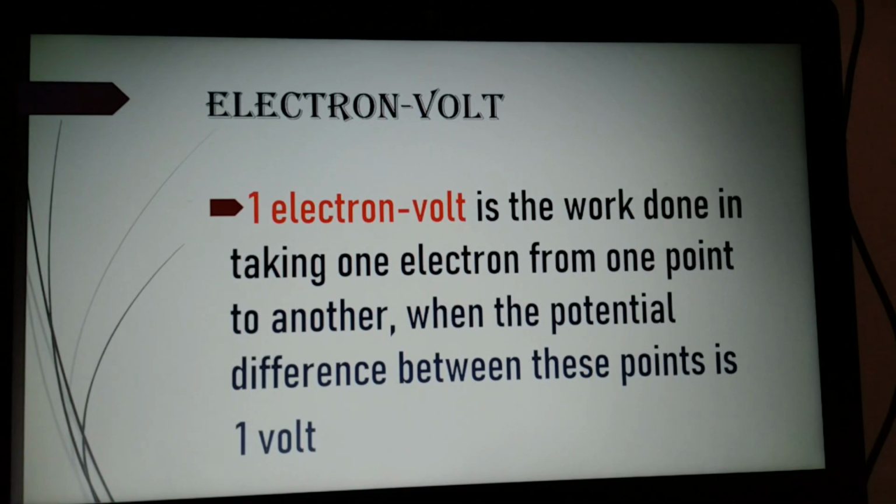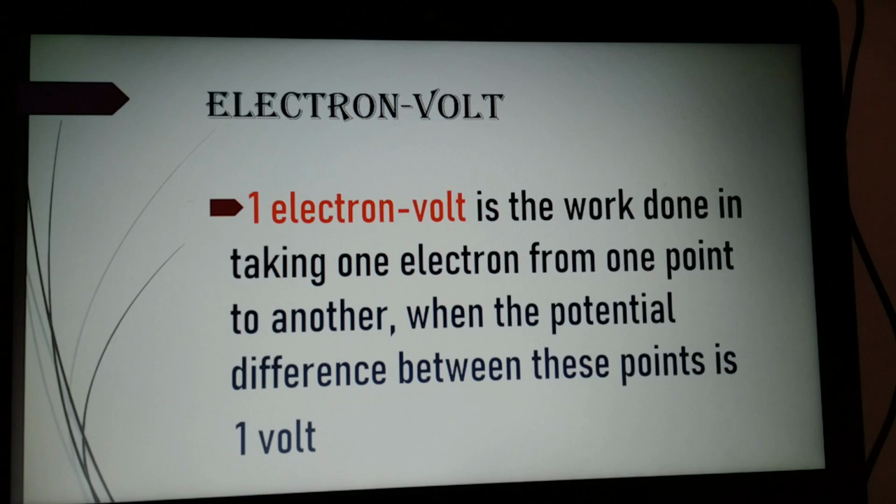I repeat, 1 electron volt is the work done in taking an electron from one point to another when the potential difference between these points is 1 volt. So as I already told you, 1 electron volt is equal to 1.6 into 10 to the power minus 19 joule. So from that measure also it is clear that it is a very small amount of energy.